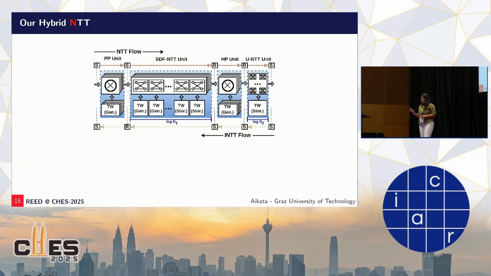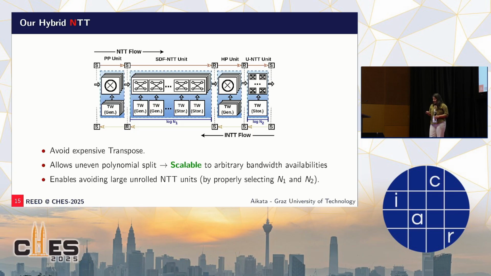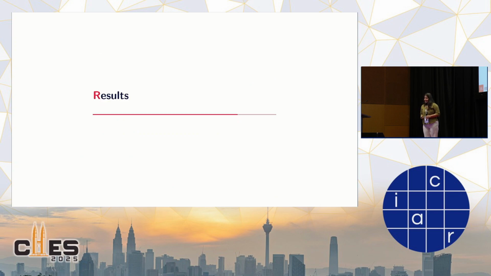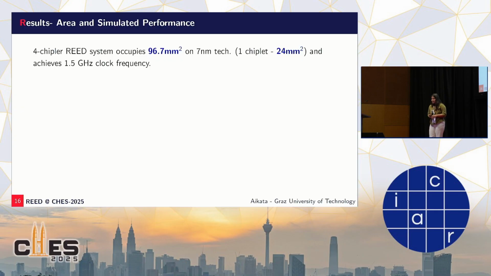I will not bore you with the details, but I will give you the key takeaways. It avoids expensive transpose. It is transpose-free. It is scalable to arbitrary bandwidth availabilities. And it also does not require large unrolled NTTs. So with this, I conclude the design part, and we now move towards the results.